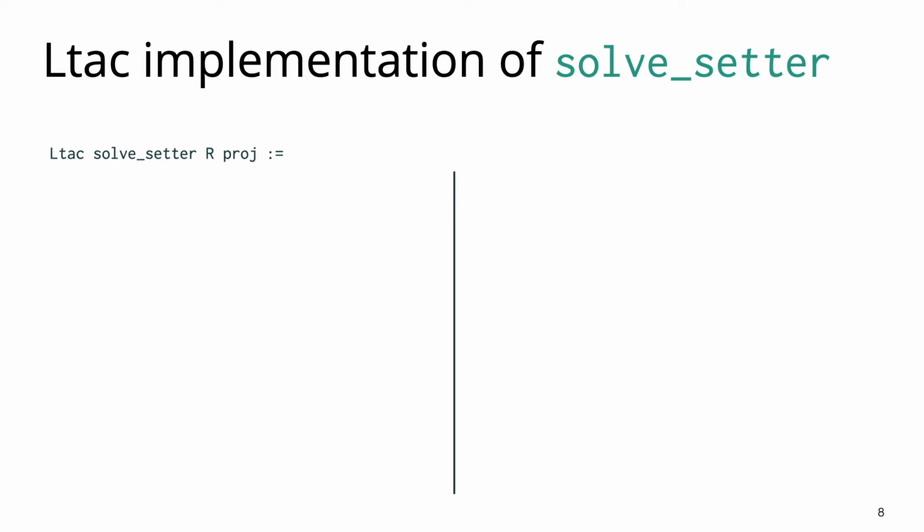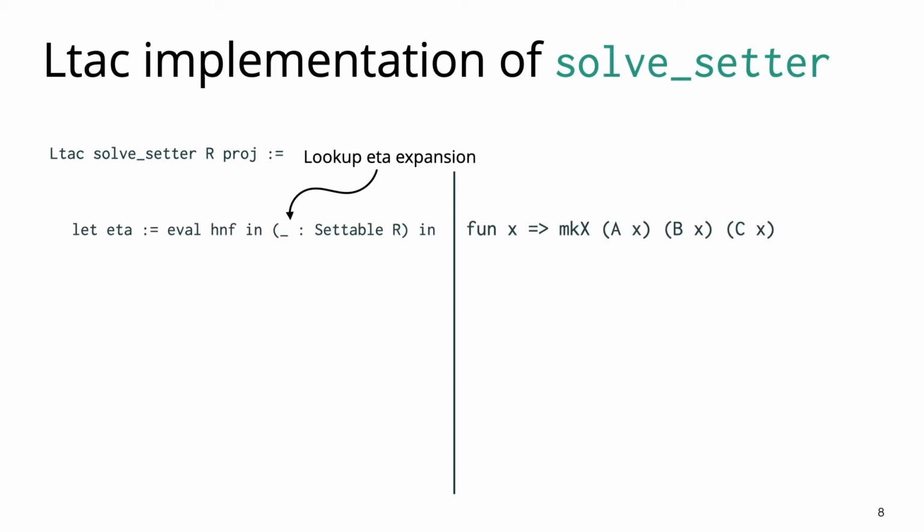With that insight, we can look at how we implement a setter using an LTAC function for now. Solve setter will take a record type R and a particular projection proj and return a setter in the style of set B for that projection. And on the right-hand side, I'll give a running example of constructing the setter for the field B in X. The first thing that this LTAC needs to do is look up the Ada expansion. The way that it does that is it first gets the Ada expansion by just type checking underscore as settable R. Coq runs type class resolution and finds the Ada expansion.